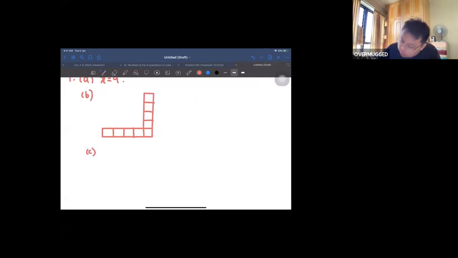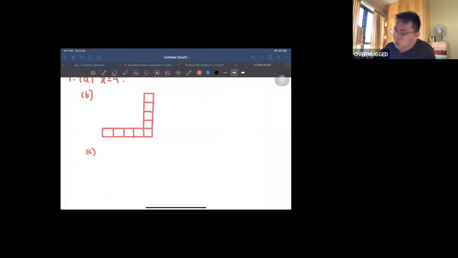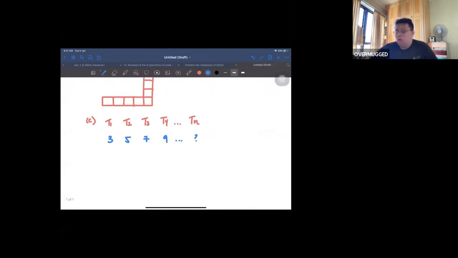But C, express y in terms of n. So that is where the formula part starts. So y and n means I need to relate my figure number with my number of squares. So I'm going to use this method called the term number method. Let me write it out properly: T1, T2, T3, T4, Tn. And I know my numbers are 3, 5, 7, 9, unknown. So how to do this?